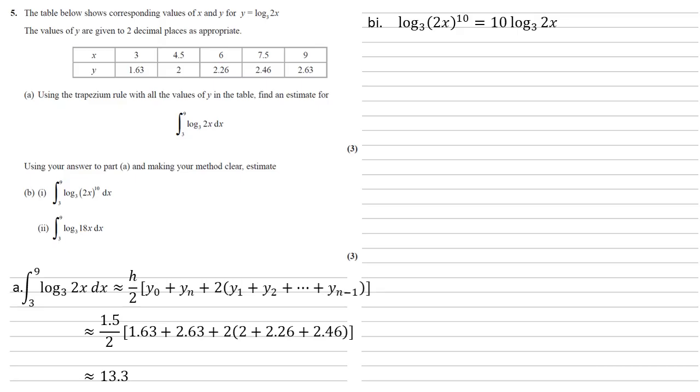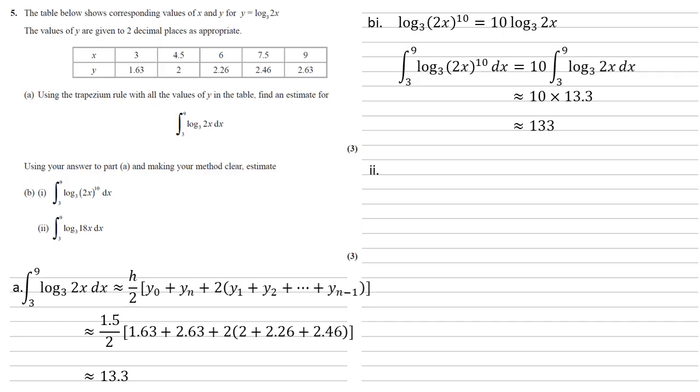And with integrals, if we've got a multiple inside the integral, we can bring that out. So the integral that we're after is going to be equal to 10 times our integral from part A. Well, the integral from part A, we estimated at 13.3. So 10 times that gives us an answer of 133.